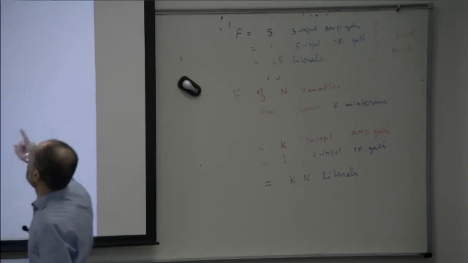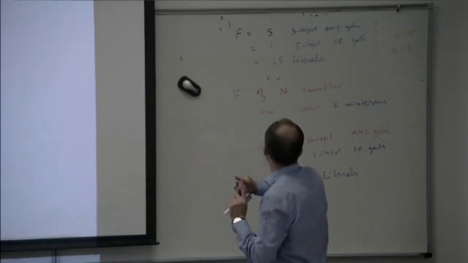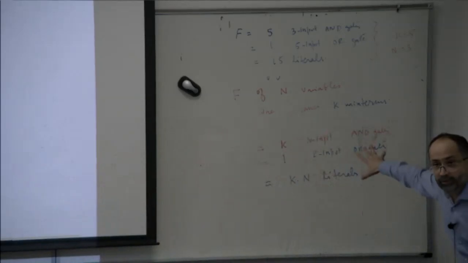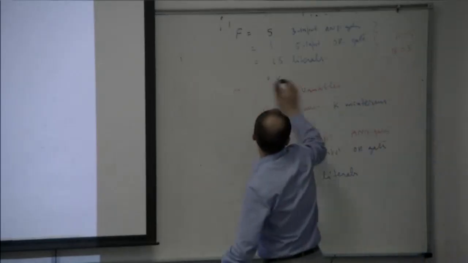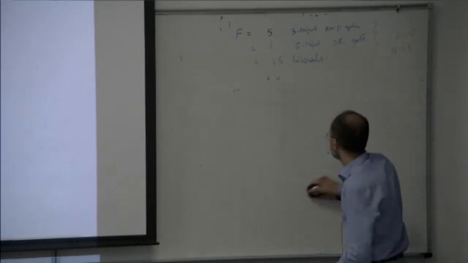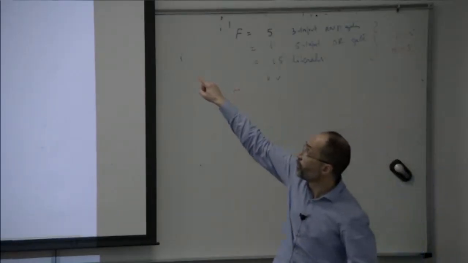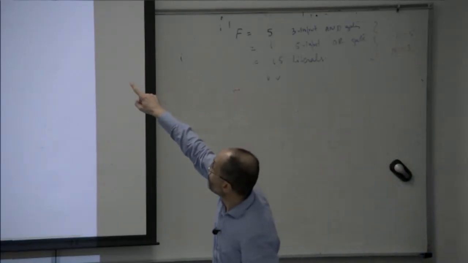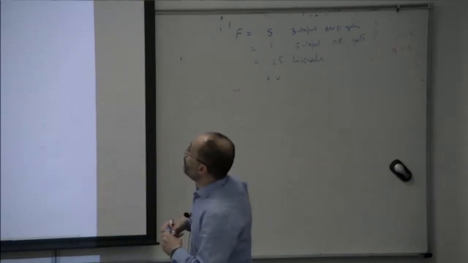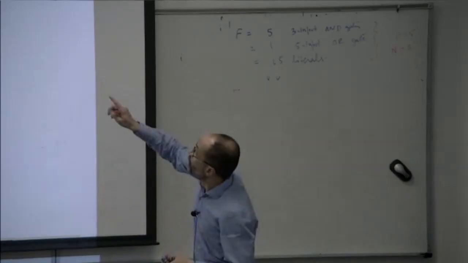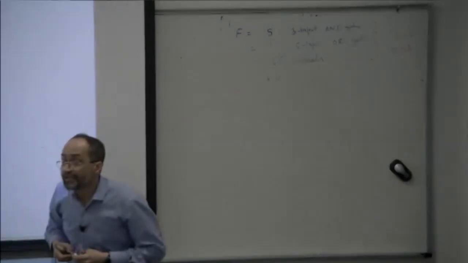Now for this example, for any particular combination, we are only interested in this example. Should I rub this off? Okay, now we have some input combination 101. For 101, one minterm will produce a 1 and all the other minterms will produce 0.